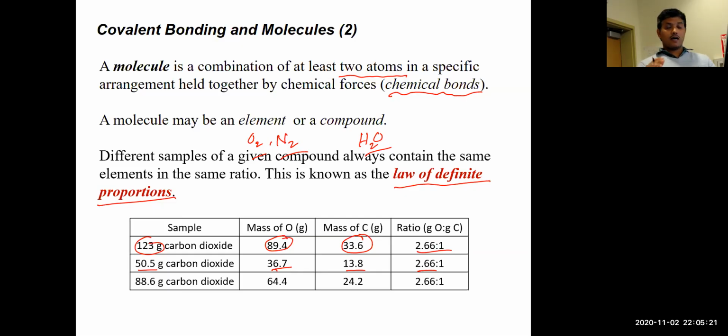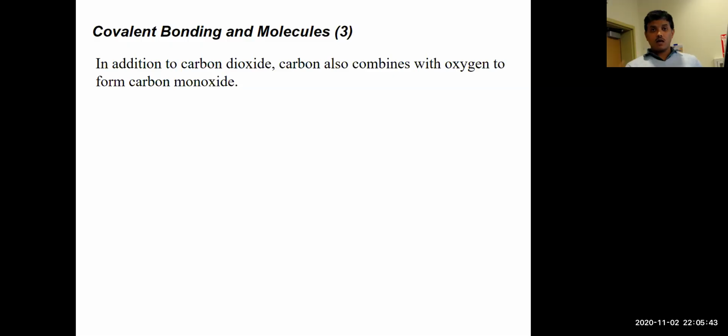As long as you have the same elements that are connected to each other in the same ratio, no matter where you collect the sample from and how much of a sample you have, you should always have a similar ratio. Again, about 90 grams of carbon dioxide results in the similar ratio of 2.66 oxygens to just 1 carbon, right? So you know one law, which is the law of definite proportion.